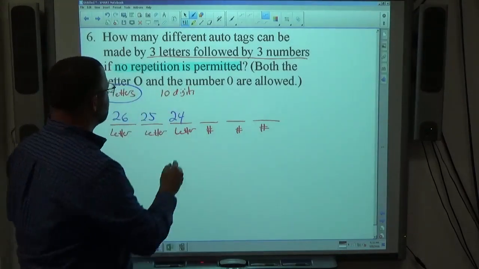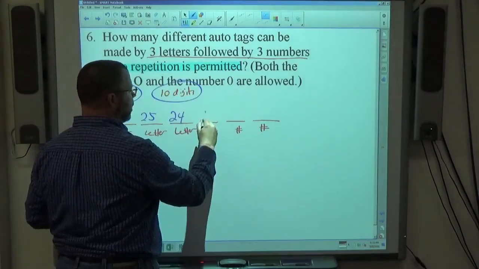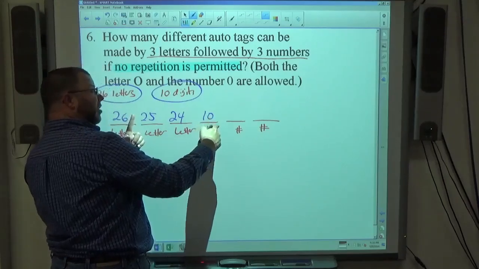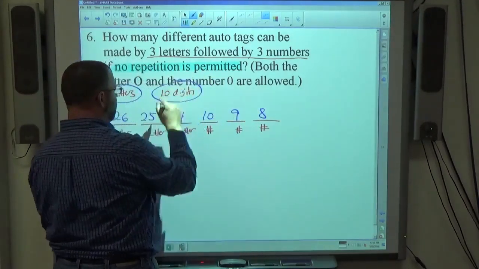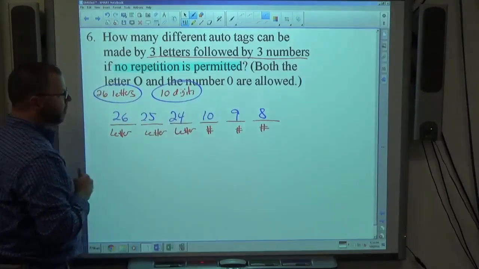Moving on to my numbers, we start off with 10 digits. So any one of the 10 digits can go here. Once I use one of those digits, though, there's only 9 left. Once I use 2, there's only 8 left. So the no repetition creates this stepping down of numbers.